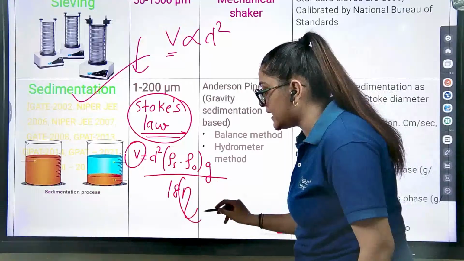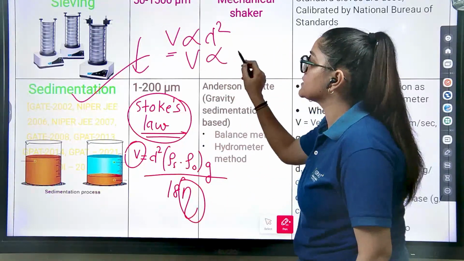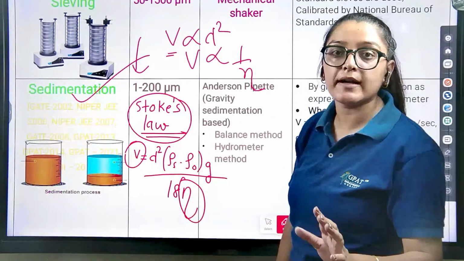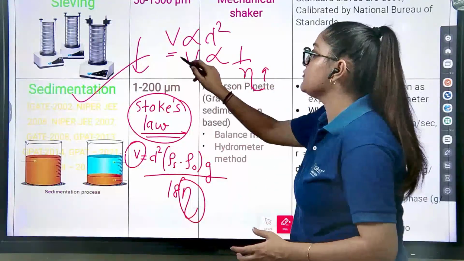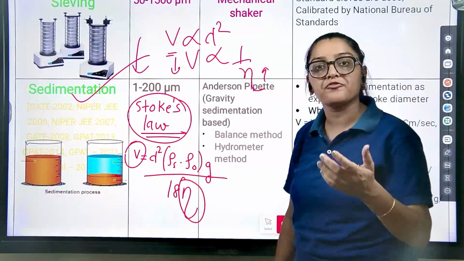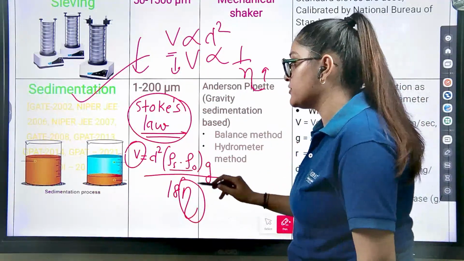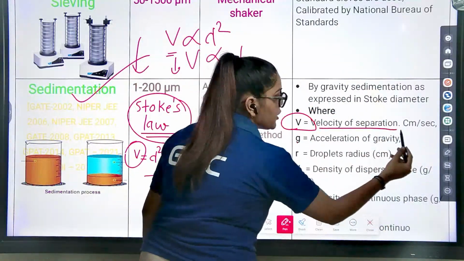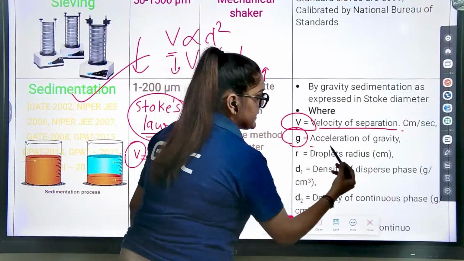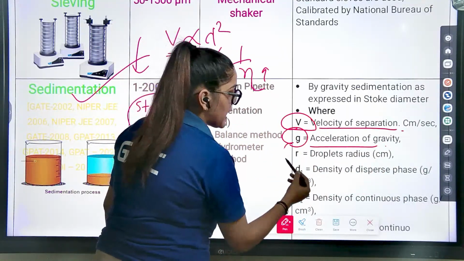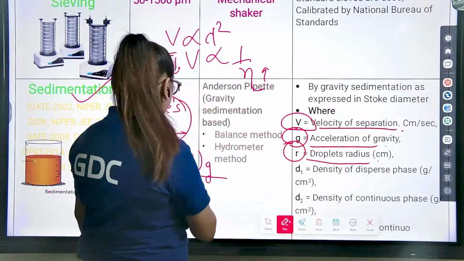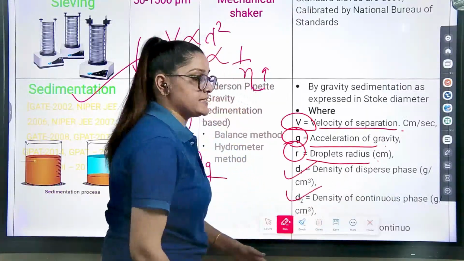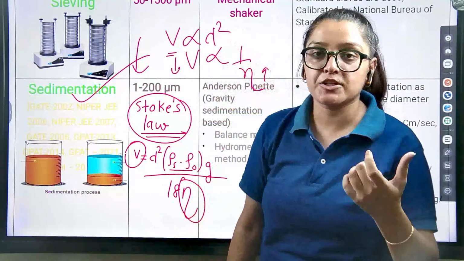Then you can spot 18 eta. That means the rate of the settling of the particle is inversely proportional to the viscosity. Alright. So increasing the viscosity will reduce the rate of the settling of the particle. Then we have the density difference. You can see V is the velocity of the particle of settling. G is the acceleration due to gravity. This R is going to be the droplet radius if you are going to put R, otherwise you can put the diameter. Then we have the density of the dispersed phase and the dispersion medium.